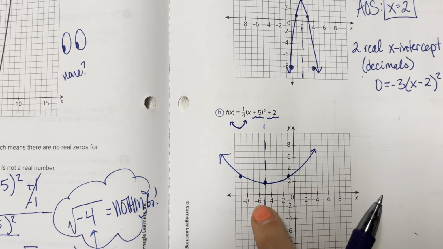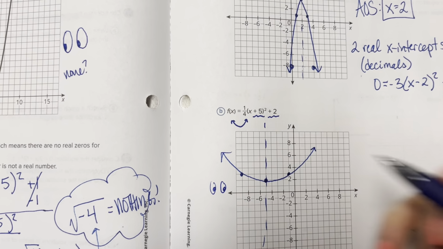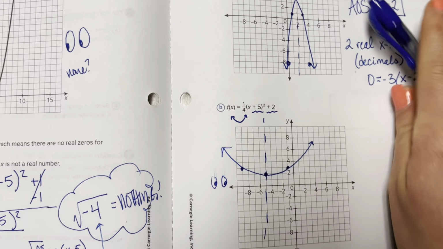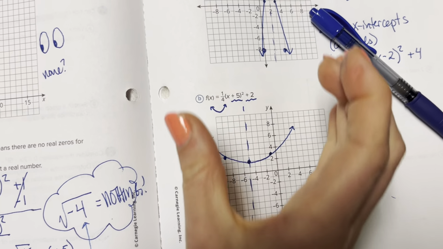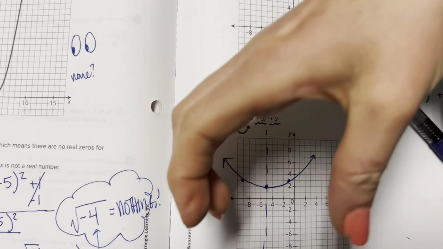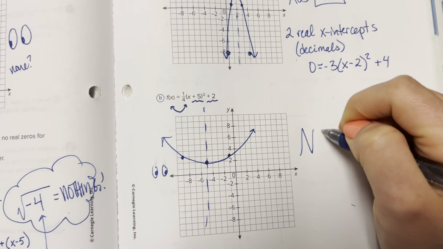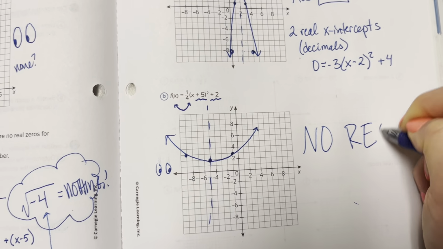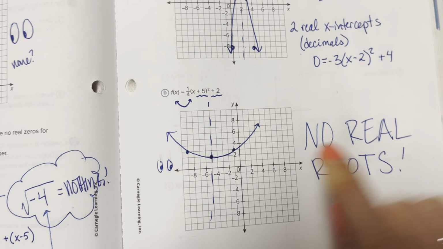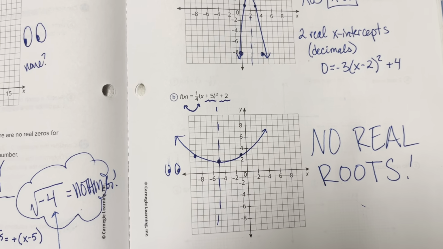So, does this one have x-intercepts? Eyeballs. No, it does not. Because it shifted up and it's a positive parabola, the parabola moved up, it's never going to cross that x-axis. So the same thing happens if you have a sad parabola and you move it down. If it never crosses through the x-axis, you say no real roots. So there are no x-intercepts, which means the roots are imaginary. There are no real roots.